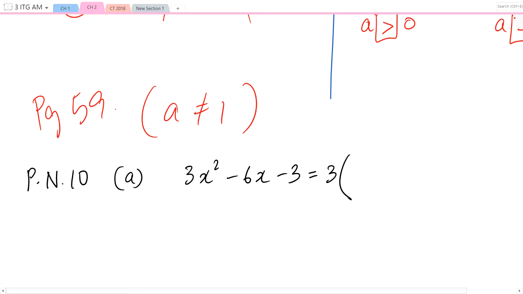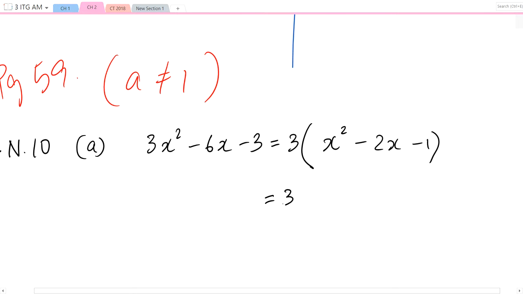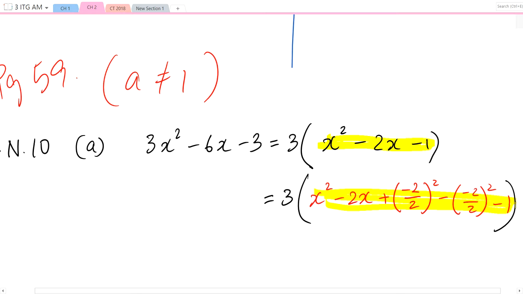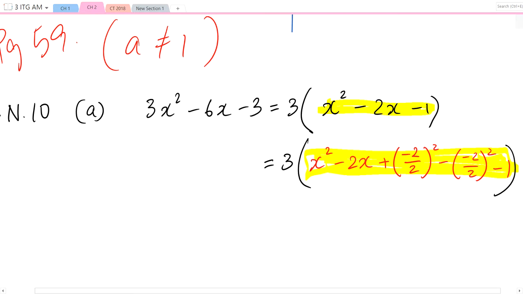We get a 3 over here. Very conveniently, we get x squared minus 2x minus 1. Okay, they are equal. Now, all we need to do is to complete the square for whatever is inside this bracket, which all of you should be pros at already. You should be really good at it. So I'll open a big bracket, and whatever is inside, I will complete the square. x squared minus 2x plus (negative 2 over 2) squared minus (negative 2 over 2) squared minus 1. These highlighted parts are exactly the same in value. All I'm doing is completing the square.